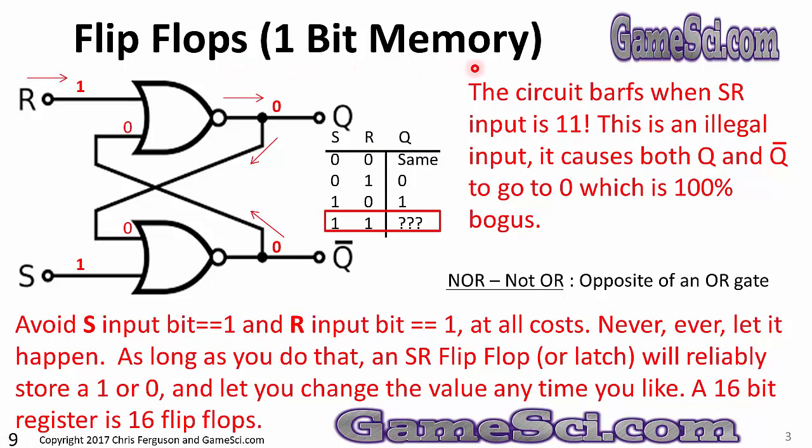Flip-flops, 1-bit memory. There is a problem with the SR flip-flop. The circuit barfs when SR input is 1, 1. This is illegal input because both Q and Q naught go to 0, which is 100% bogus. Avoid S input bit equal to 1 and R input bit equal to 1 at all costs. Never, ever let it happen.